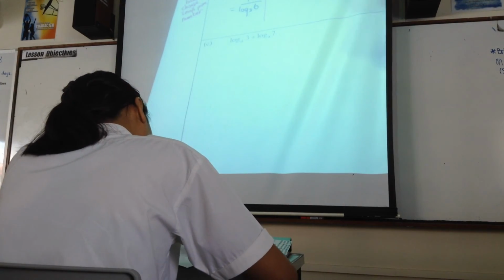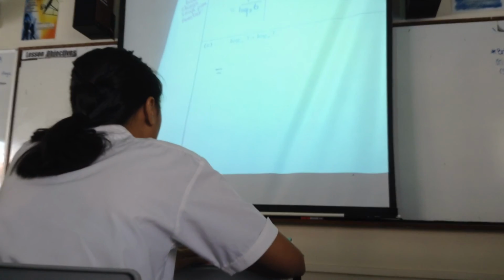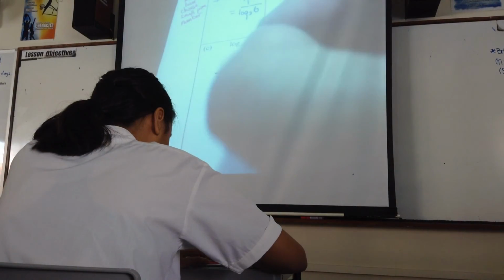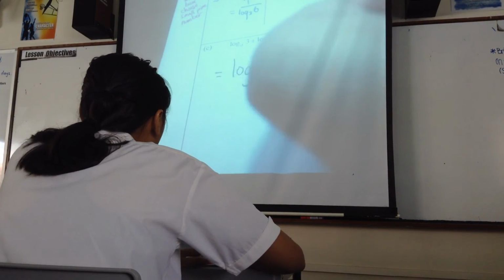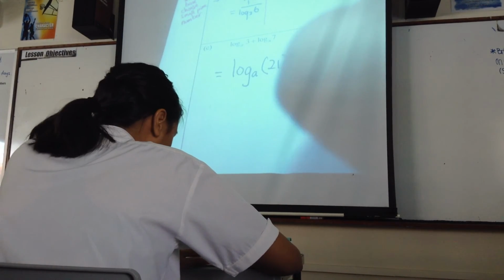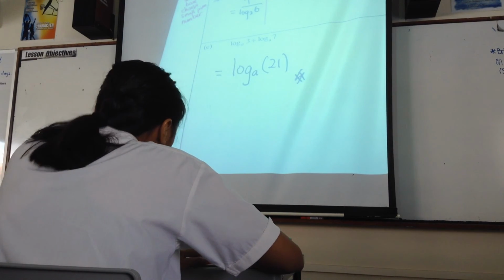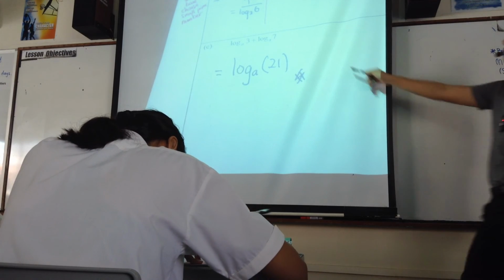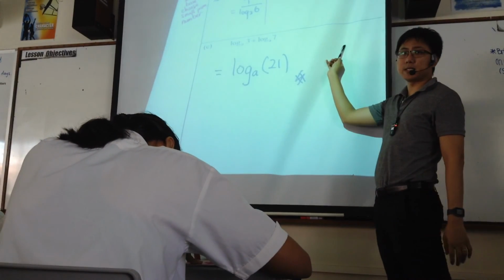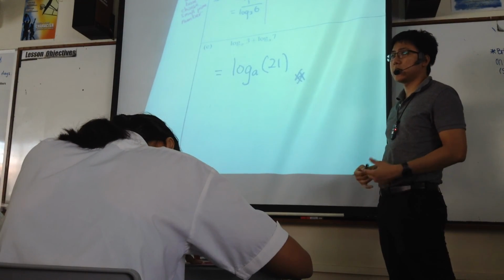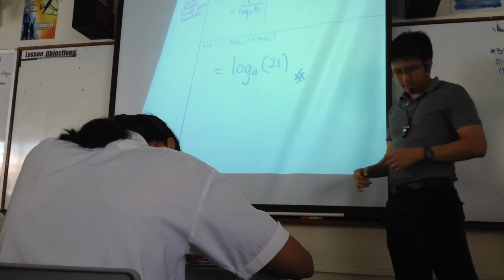This one, what do you do? Product, what do I do? Times. So I pro now. I don't even write product rule. I don't even write same base. Because I pro. I check. Okay? Next.